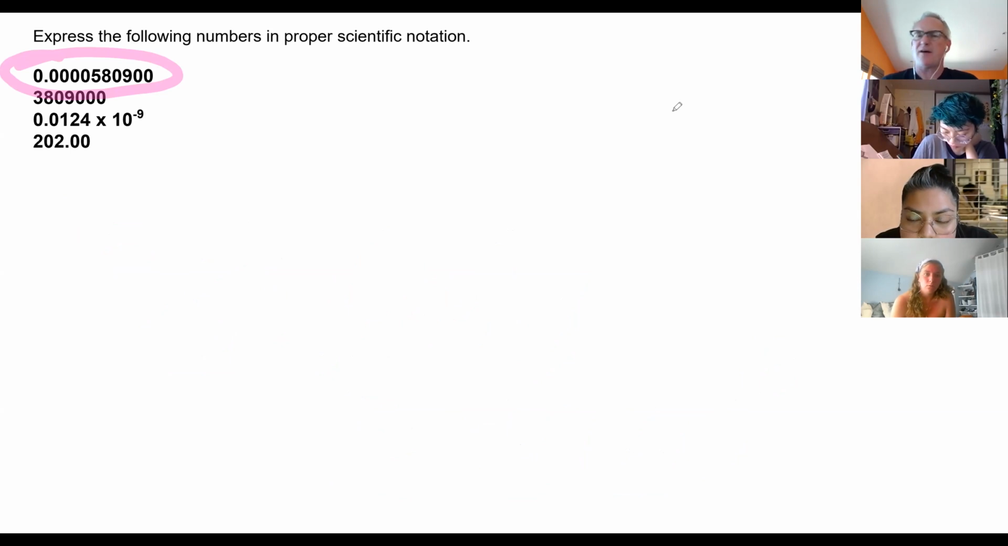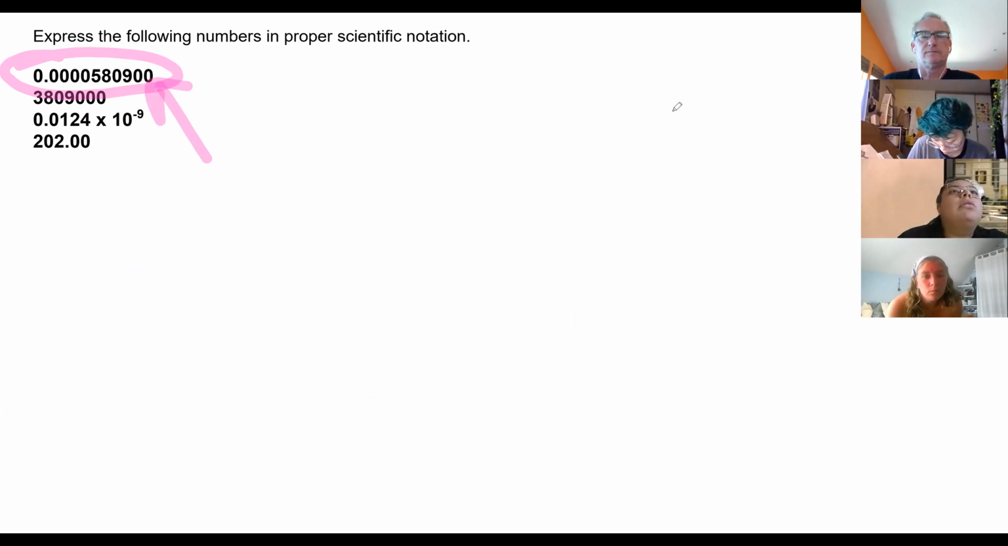580900. So how come these zeros are significant and they weren't significant before? Because they are after the decimal point and after the first non-zero number. That's right. But what I want you to take away from that is there's a reason those zeros are there.